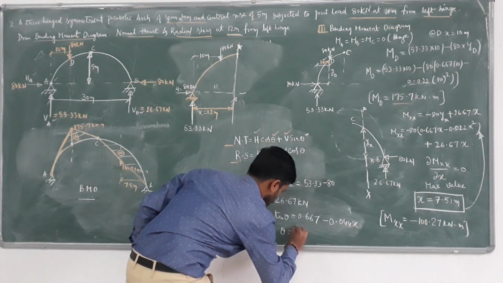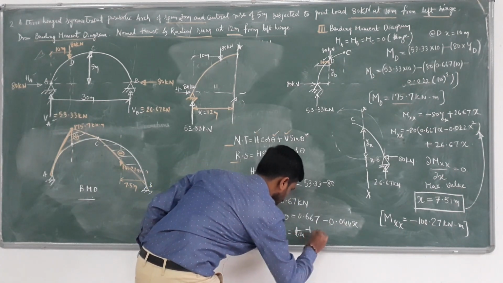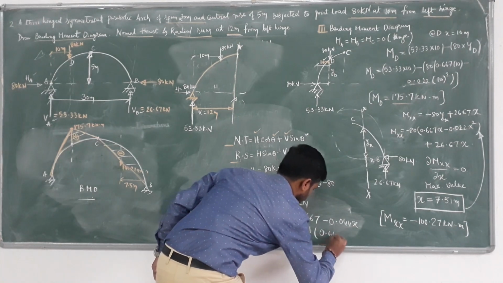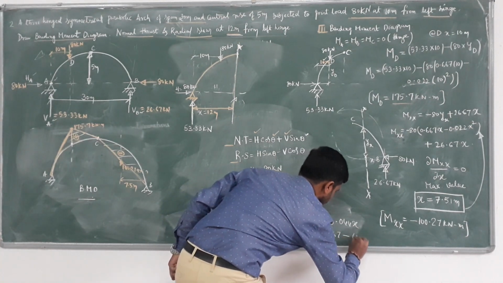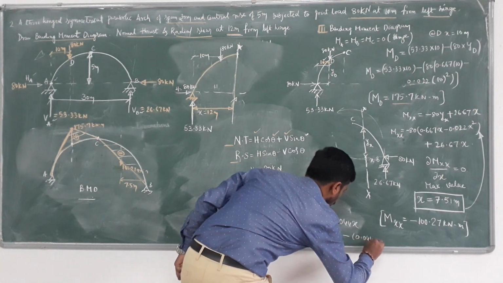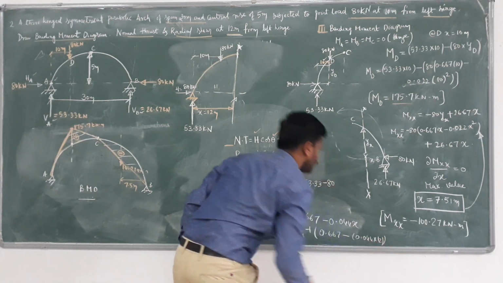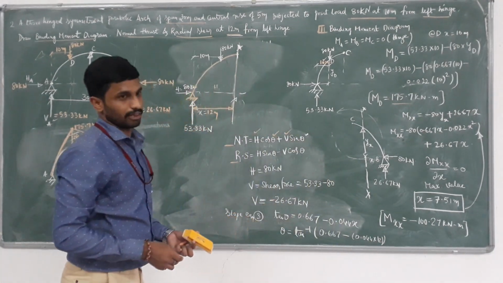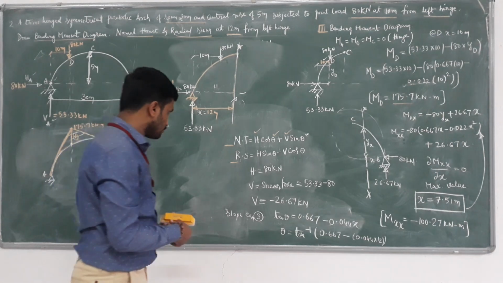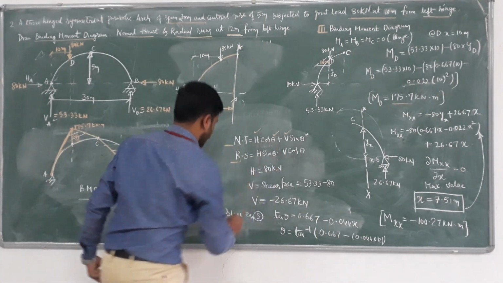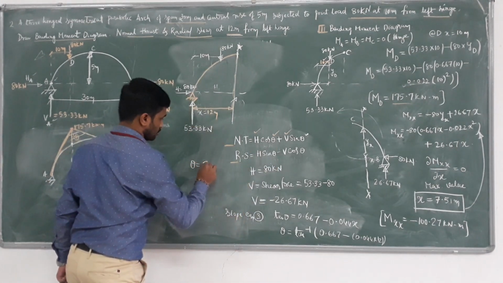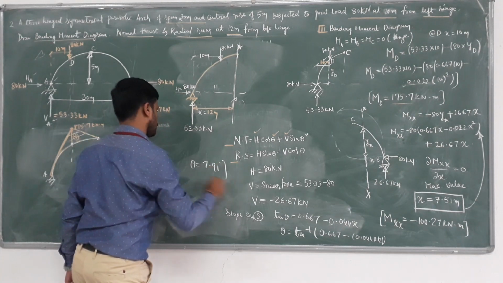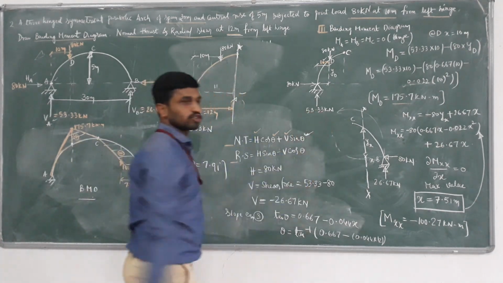We are getting theta as tan inverse of 0.667 minus 0.044 into 12. If you do this, you are getting theta value. What is the theta value? 7.91 degrees. Now I got theta value also.